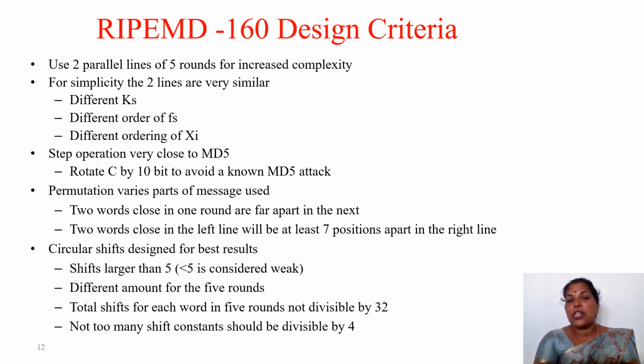And here permutation varies the parts of the messages used. So 2 words close in one round are far apart in the next round. 2 words close in the left line will be at least 7 positions apart in the right line. Then the circular shifts are there. It is designed for giving the best results, that is shifts larger than 5. If it is less than 5, it is considered weak, that is, it is vulnerable to attack. So always we have to consider shifts larger than 5 and a different amount for the 5 rounds.